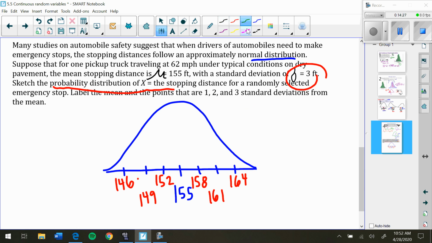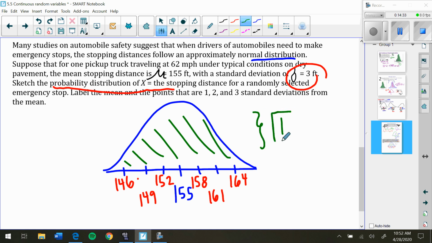Reminder, if I were to find the total area under the curve, it would be 1. But I'm probably not going to be asked to find the entire area. That wouldn't make sense. Likely, we're going to be finding, and this will be our next section, more pieces like this. Just a little bit. What's the probability that it takes me less than 149 feet to stop, or something like that.